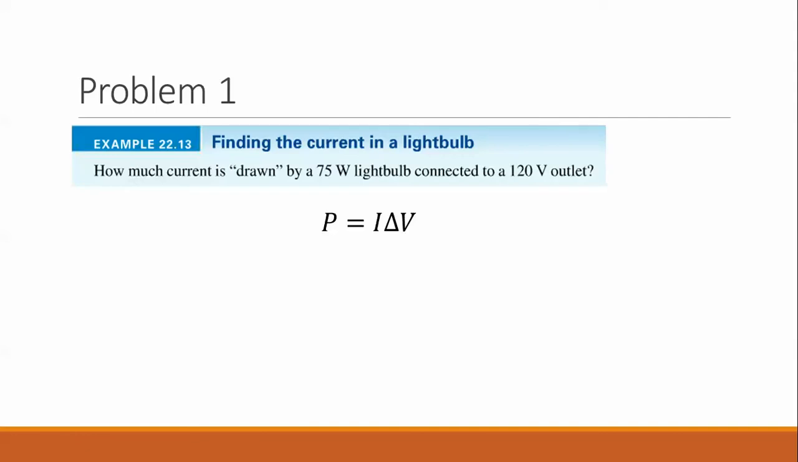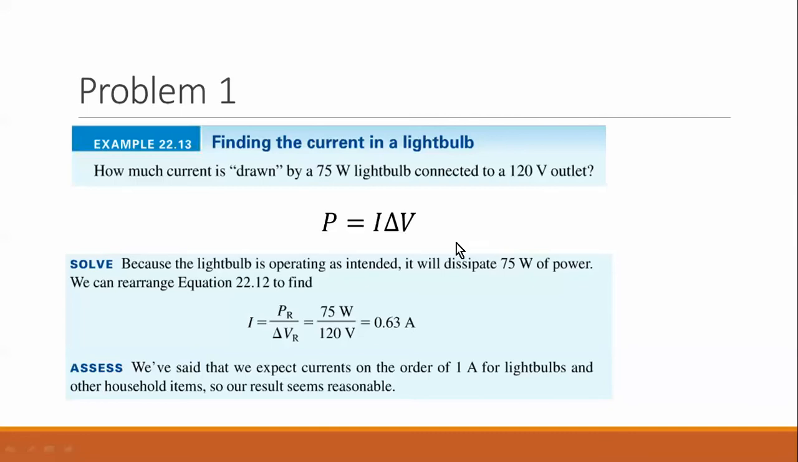How much current is drawn by a 75-watt light bulb connected to a 120-volt outlet? This is something we could have in our house. The 120-volt outlet is our change in potential. The 75 watts is our power. So we're going to figure out how much current that takes. We're just going to plug our values in, and we get a current of 0.63 amps. This is a reasonable answer. Currents in a light bulb usually have a magnitude of somewhere around 1 amp for a light bulb or other household items. So 0.63 amps is the current that the light bulb would draw.